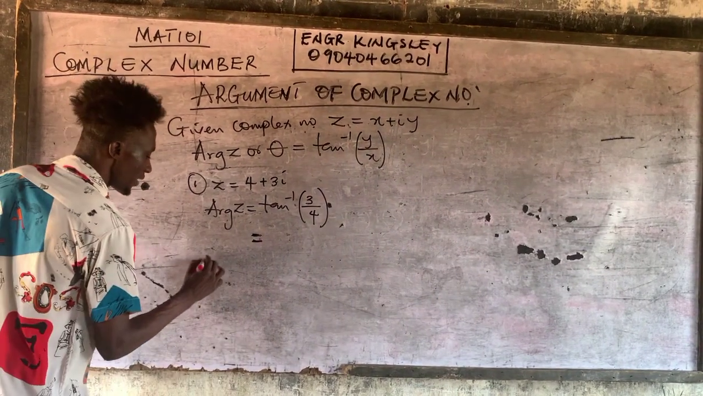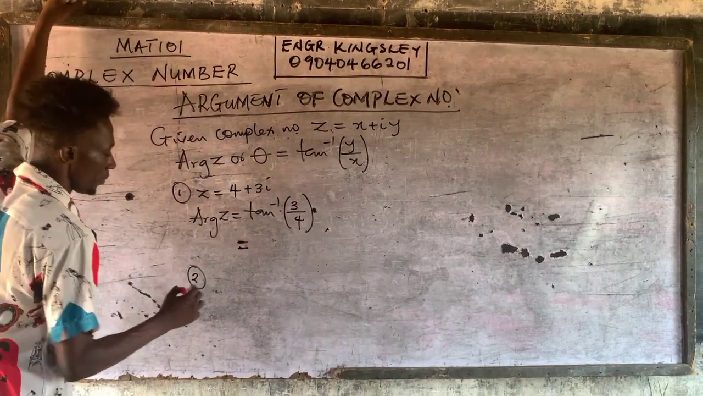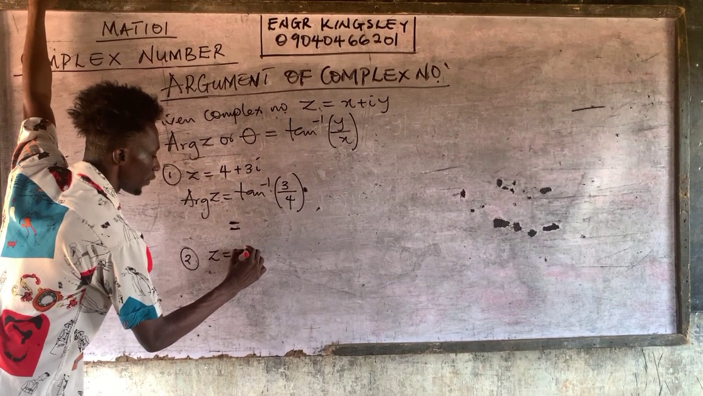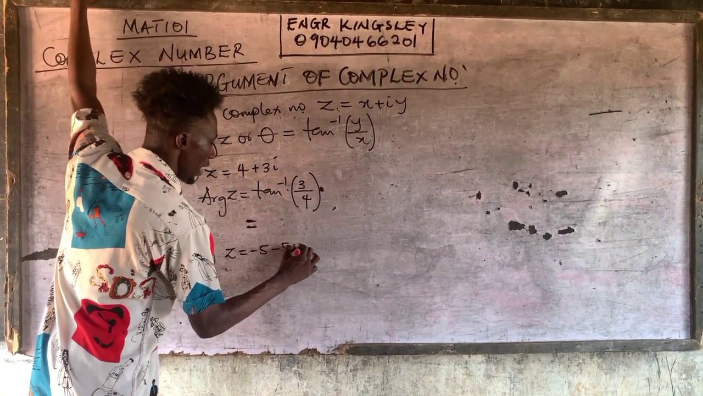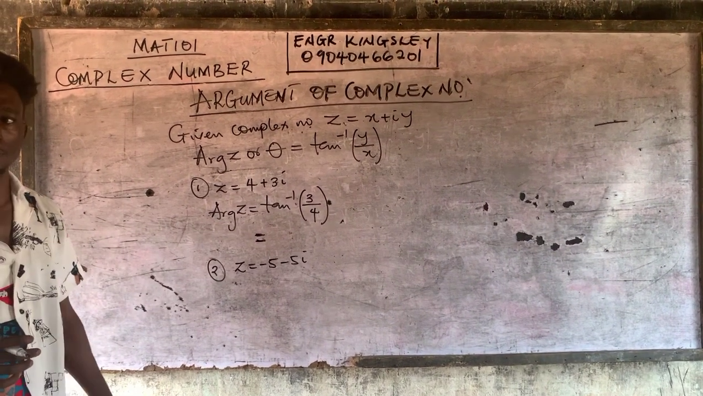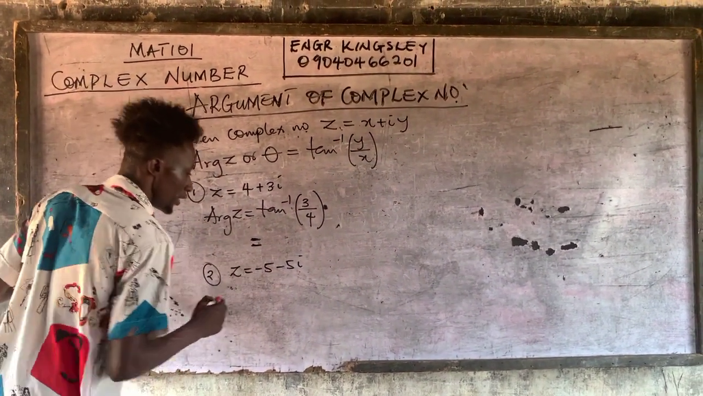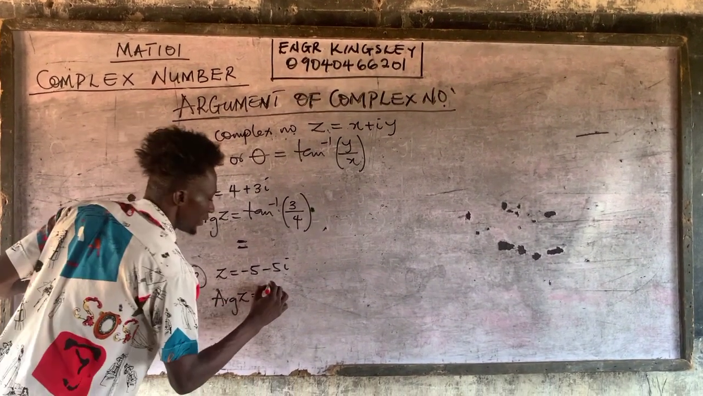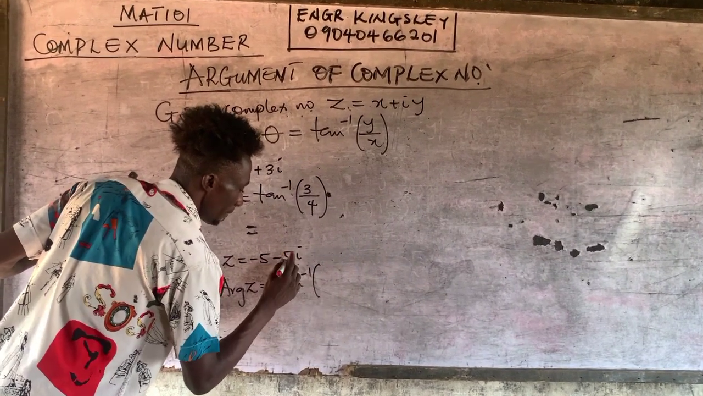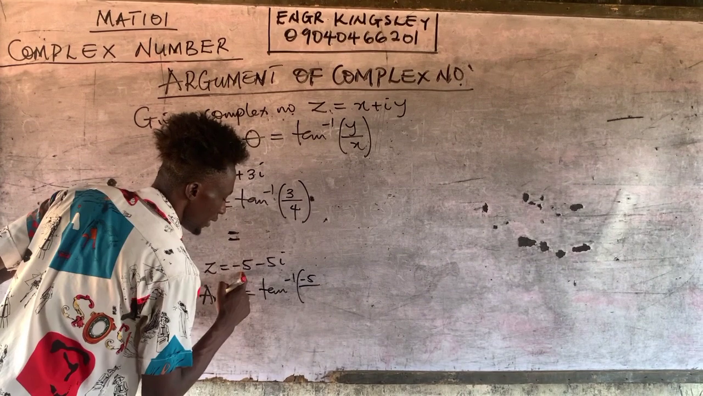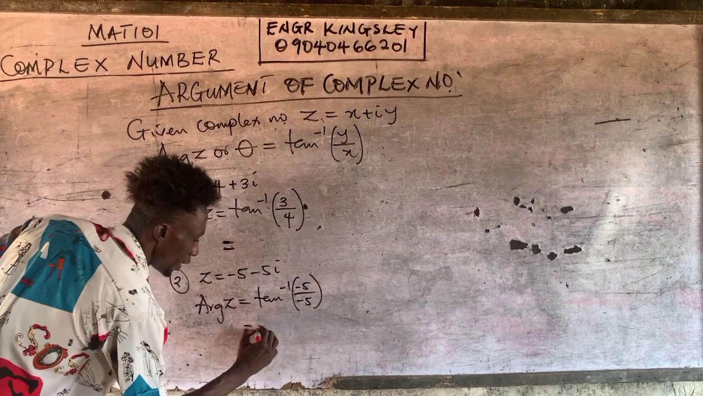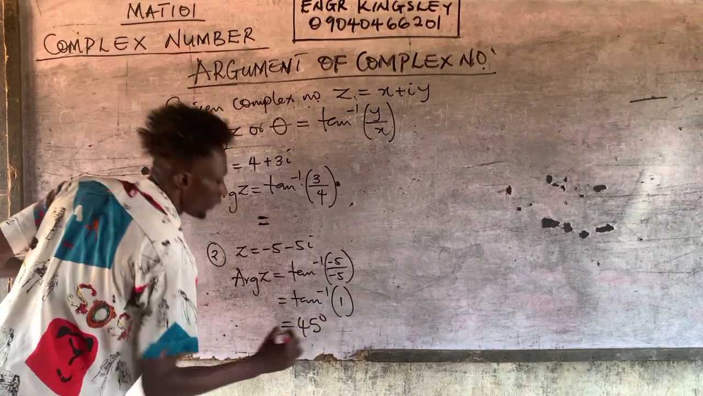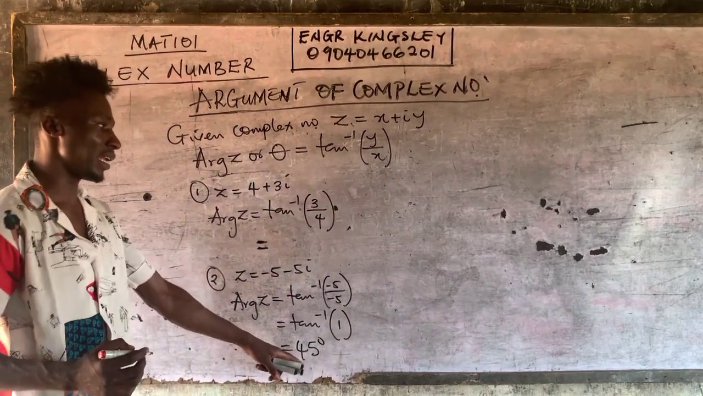So example 2, if you have a problem like this, you have z equal to minus 5 minus 5i, for instance, and you are asked to find the argument of this complex number, one would be tempted to have that z is tan inverse of y, which is minus 5, all over x, which is minus 5, which will give me tan inverse of 1, and tan inverse of 1 is 45 degrees. Okay, 45 degrees is not the final answer for this argument.